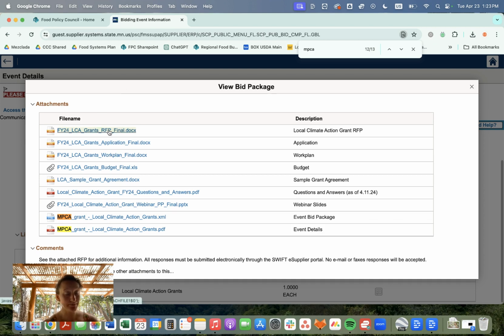So RFP, that stands for Request for Proposals. That's going to be an overall outline of what the grant proposal is, eligibility criteria, maybe when the funding is available. They'll talk about match requirements, that kind of thing. This is the actual application. A work plan, this is likely a sample of what we will be filling in. The budget, then they'll have the sample agreement.